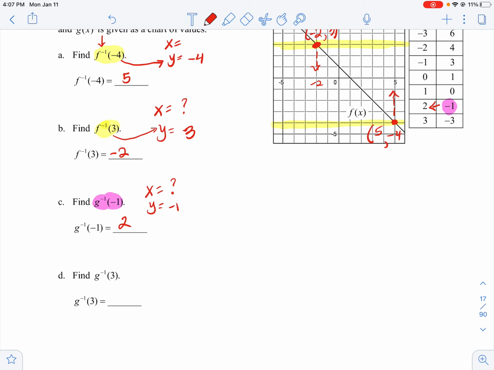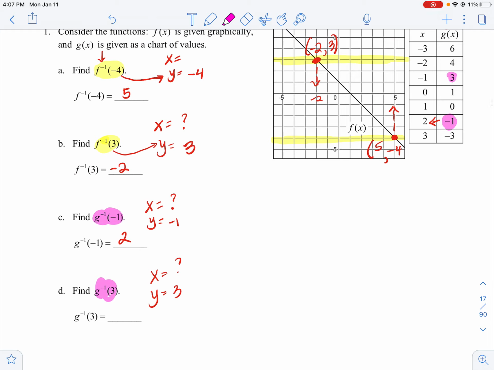Moving on, for letter D, we have g inverse of 3. So if our y is equal to 3, we're looking for the x. Again, we have two values of 3, but we are given that the y is equal to 3.